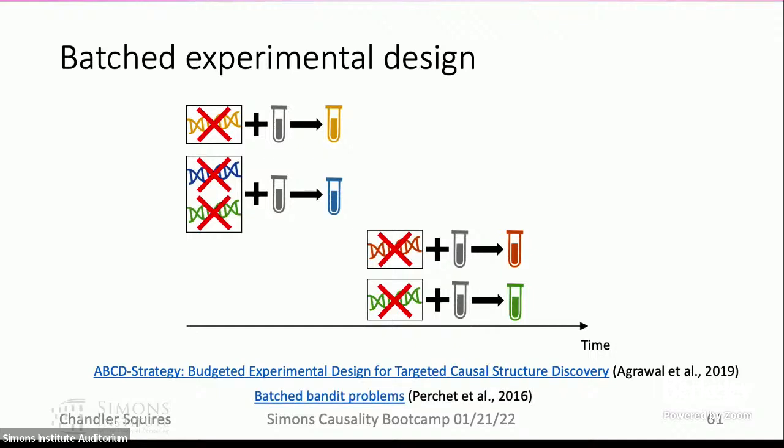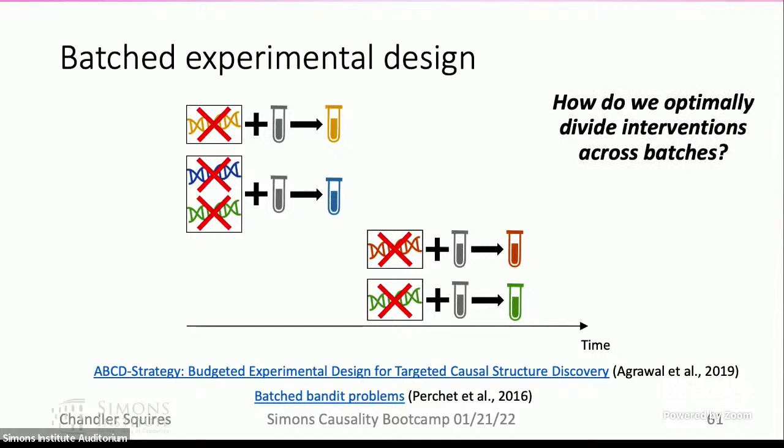And as a pointer to a separate literature that's considered this problem, the batched bandit problem has been studied as well before. So synthesizing these two lines of work a bit more would be an interesting direction. And one of the basic questions there is how to optimally choose, not just what interventions I'm going to do, but also how I optimally divide the number of interventions I'm going to do per batch.